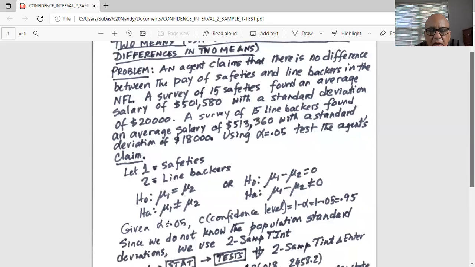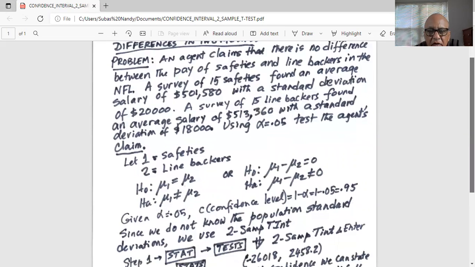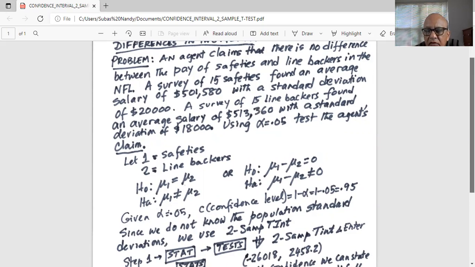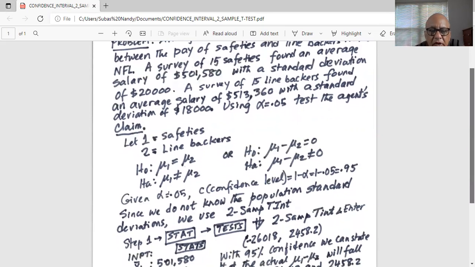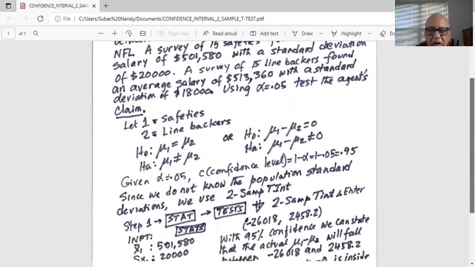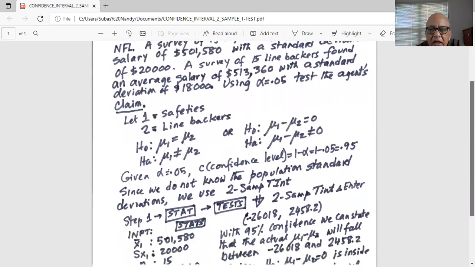Our alpha is given as 0.05, so our confidence level is 1 minus alpha, which is 1 minus 0.05, is 0.95. Since we do not know the population standard deviation, we use two sample t interval. So how do I do that?